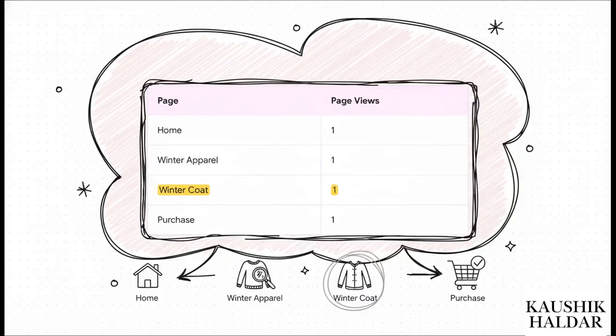We switch to a visit container, and suddenly we get the whole story of that session. We can see they came to the homepage, they clicked on winter apparel, then our coat page, and they even made a purchase. The entire chapter is right there.